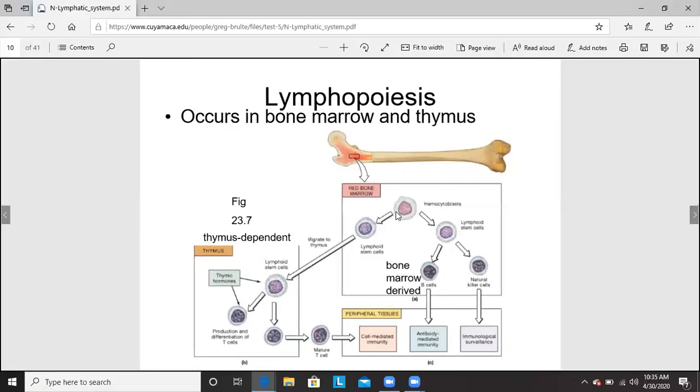All righty. So we've got thymus-dependent cells, so those are T cells. And then you have just regular B cells that are derived from bone marrow. Technically, they're all derived from bone marrow, right? From the hemocytoblast.